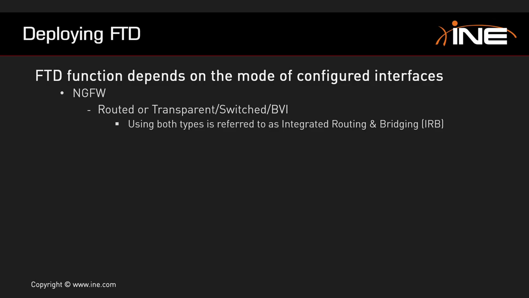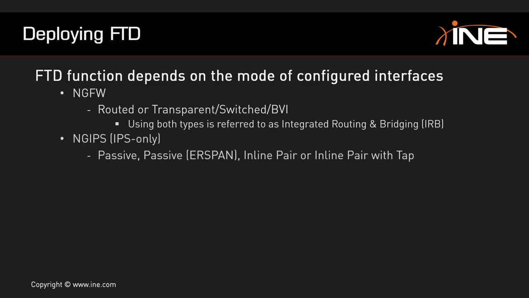Now, if you want to use IPS capabilities and you don't plan to use a firewall, you will have to go for one of these four interfaces, so passive or inline ports, where the difference between them will be primarily related to the way that the traffic is going to be flowing through the FTD.